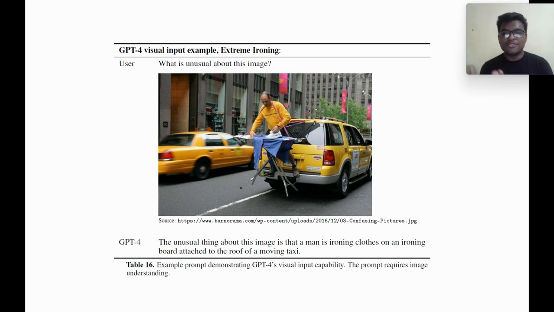I just went through this image, and from a human perspective, I can see a man sitting at the back of the car ironing his clothes. That's how GPT-4 has recognized it too. The unusual thing about this image is that a man is ironing clothes on an ironing board attached to the roof of a moving taxi, right? Can you see that?